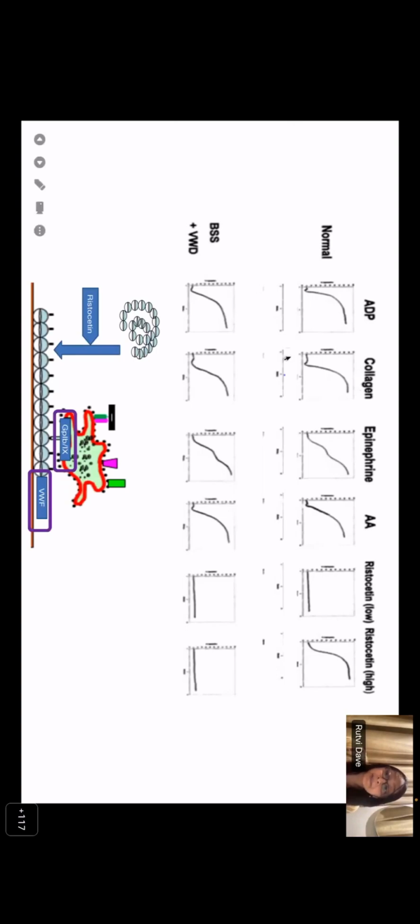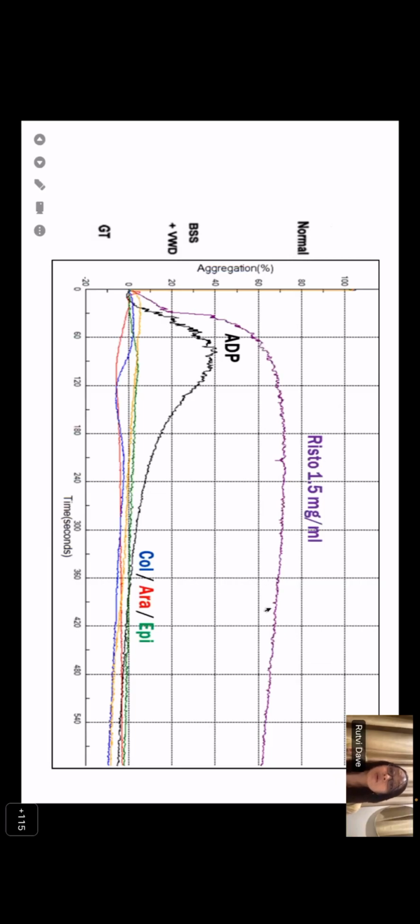On the other hand, in a patient with Glanzmann's thrombocythemia, because the glycoprotein 2B3A receptor is absent, there will be no response to ADP, collagen, epinephrine, arachidonic acid, but just a cyclical response to ristocetin. Is this completely clear to everybody? Yes. Okay, fine. So now going back to our patient.